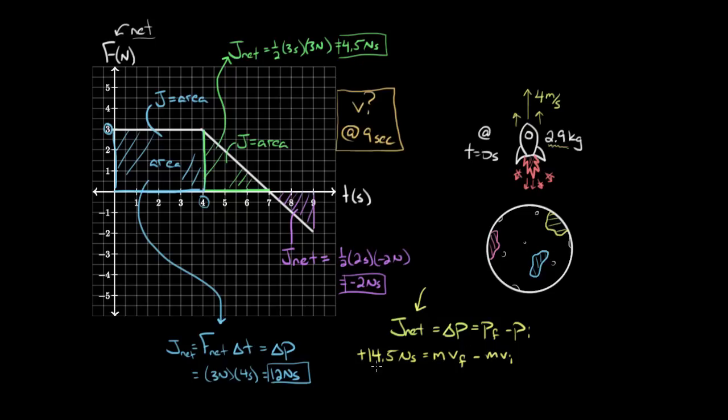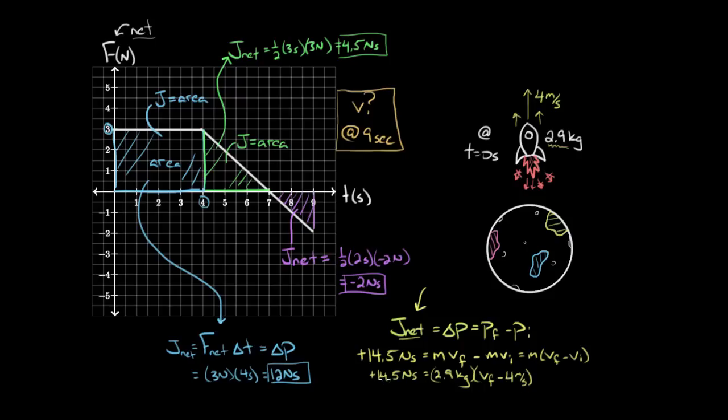So if we assume the mass is constant, we get positive 14.5 newton seconds equals, we can pull the mass out. The mass is a constant, so I could just write it as M times V final minus V initial. Since I could pull out a common factor of M, I can write this as 2.9 kilograms multiplied by the final velocity after 9 seconds, and I know it's after 9 seconds because I added up all the impulse during the 9 seconds, minus the initial velocity was 4 meters per second.